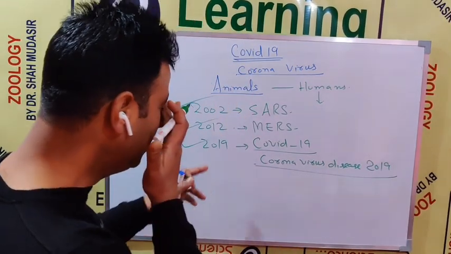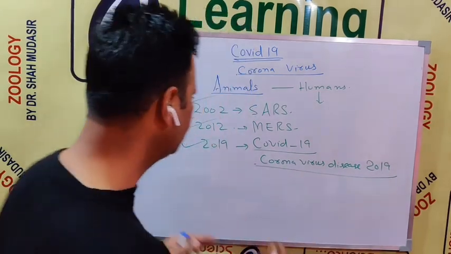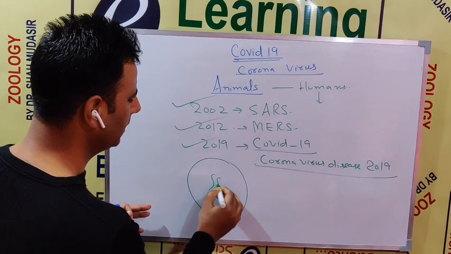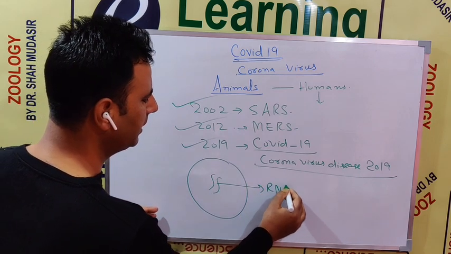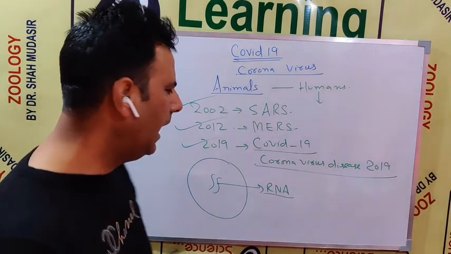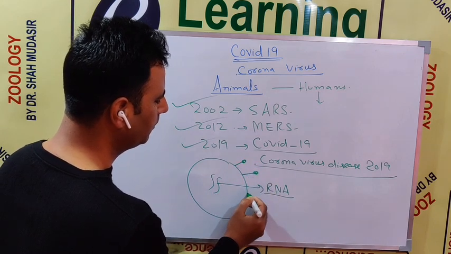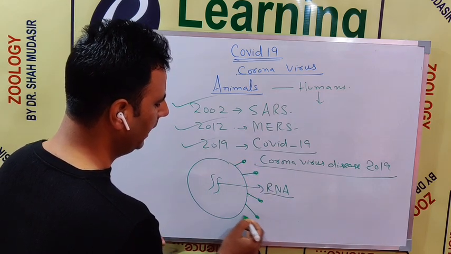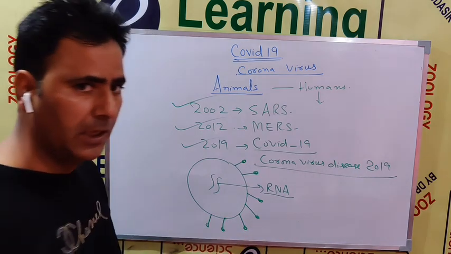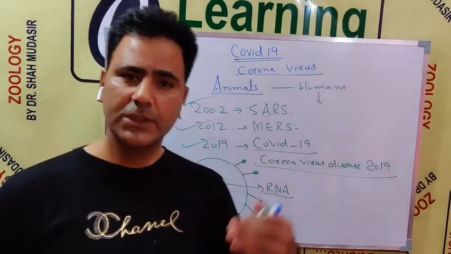When we see this coronavirus 2019, it has a structure. It contains positive sense RNA as its genetic material, and it is covered by protein spikes. These spikes are made up of proteins and cover this virus, giving it a resemblance to the sun.